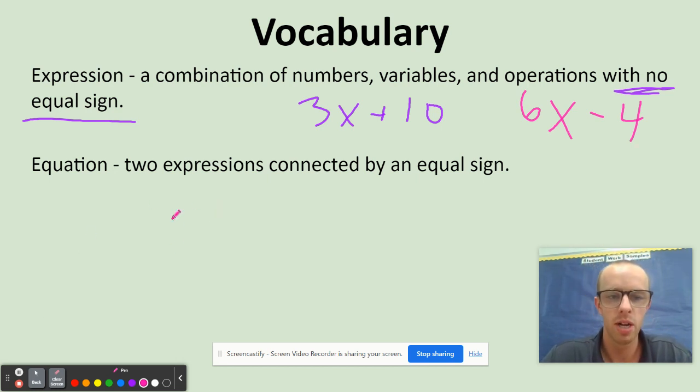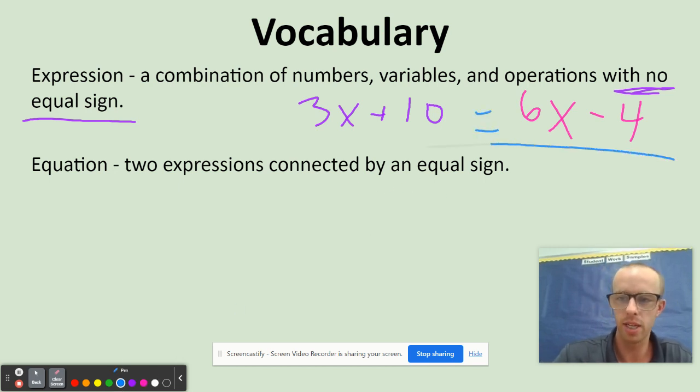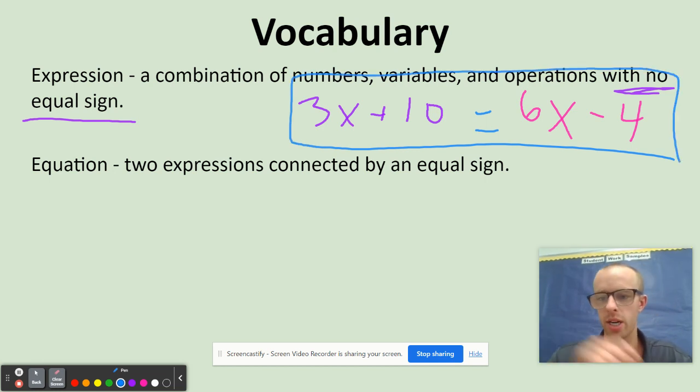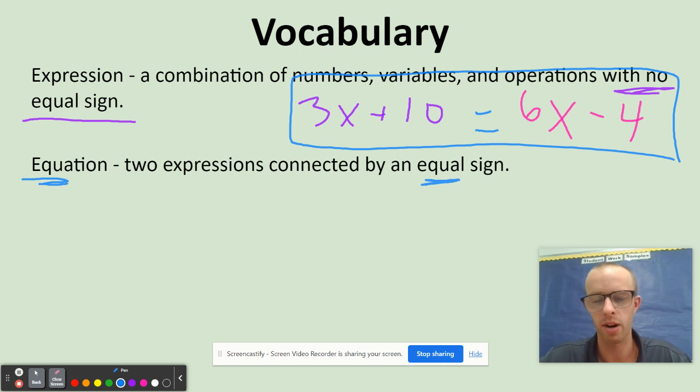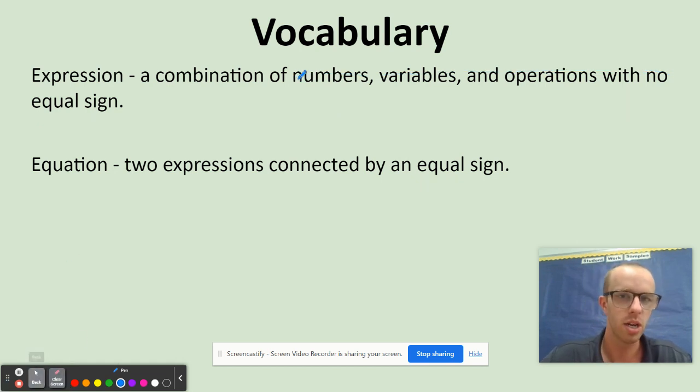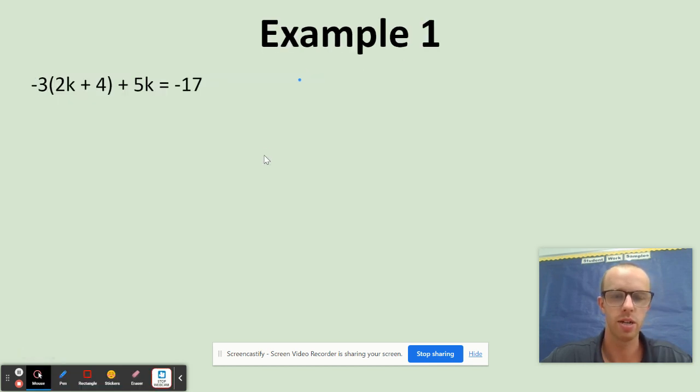All right. An equation, on the other hand, is just two expressions connected by an equal sign. So as soon as I throw an equal sign in between these, this whole thing is an equation. You can see the base word here, EQUA. It's in both of these, right? So it's not that hard to remember. Equations have equal signs. I'm going to say that one more time. Equations have equal signs. Expressions do not.